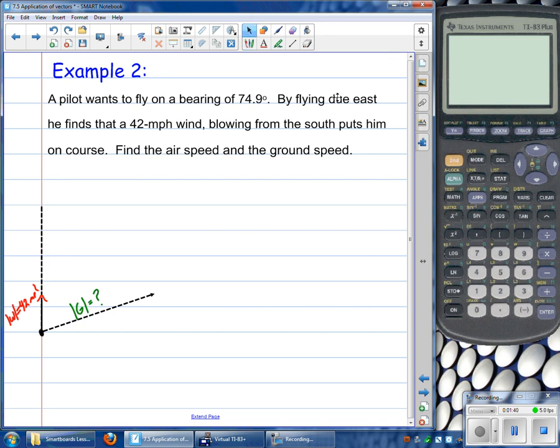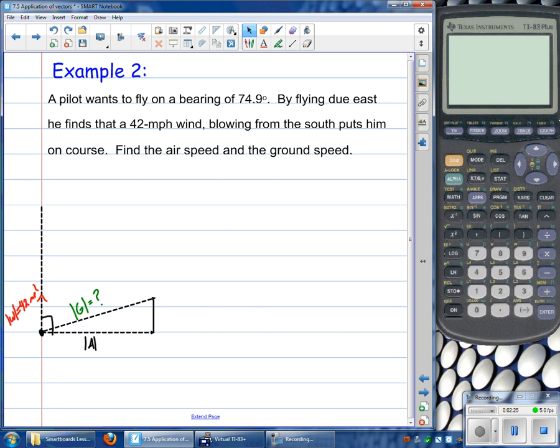And then it also says by flying due east, he finds that a 42 mile an hour wind puts him on course. So the plane, his airspeed, is some number of miles per hour due east, which would be straight right, which gives us one of our angles too. So we know the airspeed is at a 90-degree angle because we're flying due east. Now the tail to tip idea here: we should be able to produce our ground speed, because that is the resultant of airspeed and wind speed. That one was just off by a touch according to our lengths.